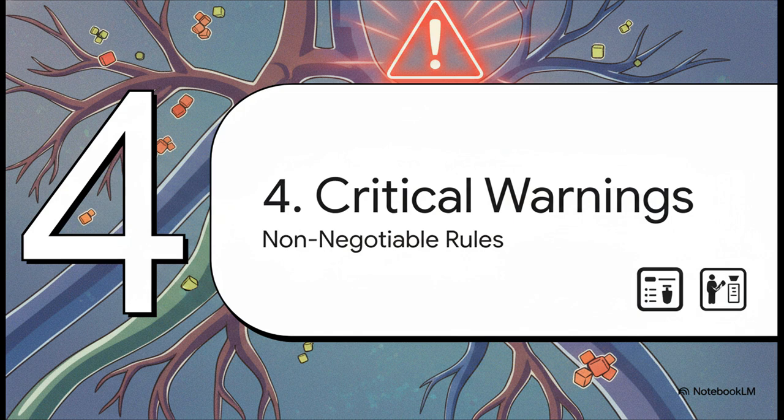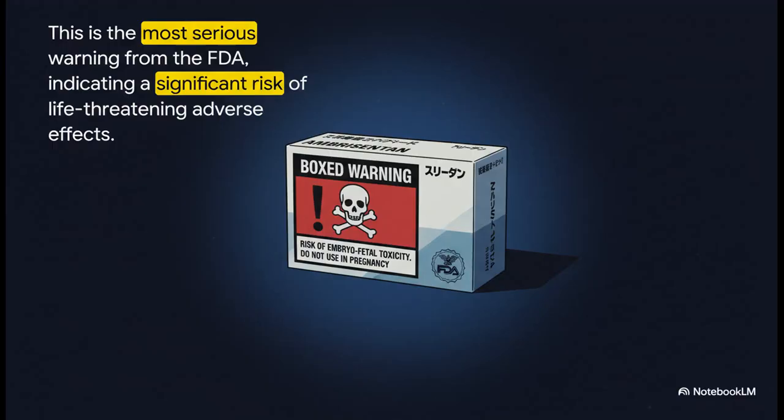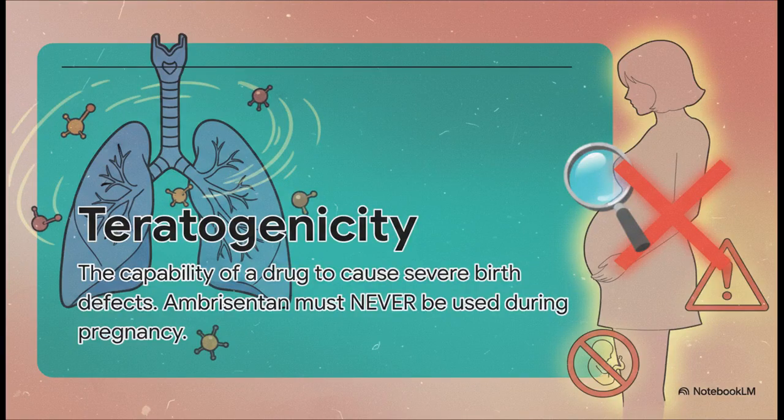Okay, let's pause here because this is probably the single most important part of this whole explainer. A drug this powerful comes with equally powerful warnings that you absolutely have to respect. So the FDA puts what's called a boxed warning on a drug when there's a significant risk of serious, even life-threatening side effects. And for Ambrisentan, it's something we absolutely have to pay close attention to. The drug is what's known as a teratogen. That's a scientific term that means it can cause severe, devastating birth defects if it's taken during pregnancy.